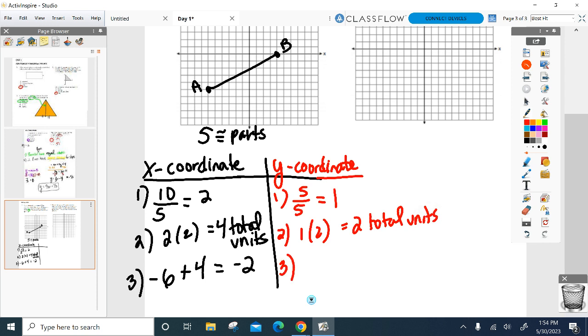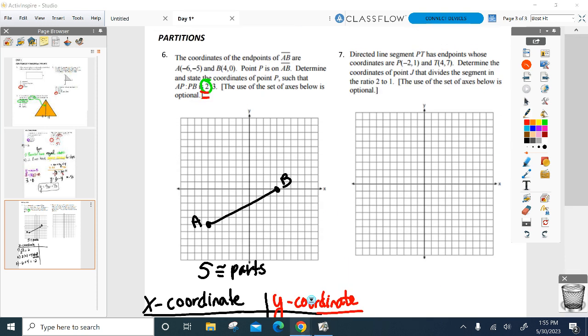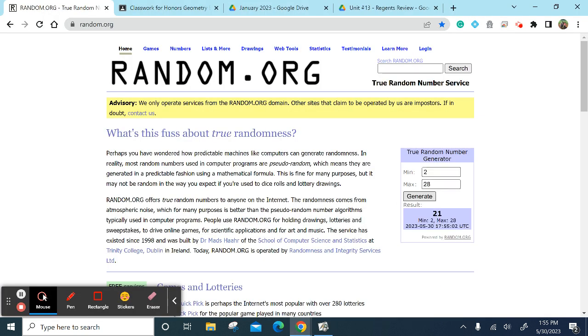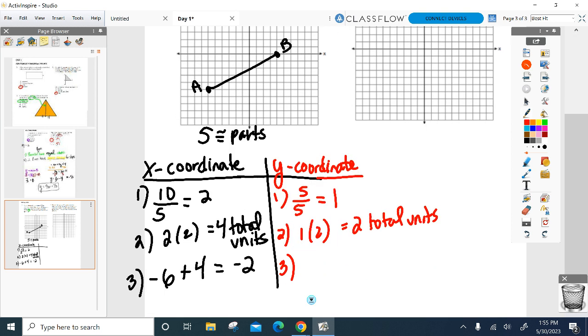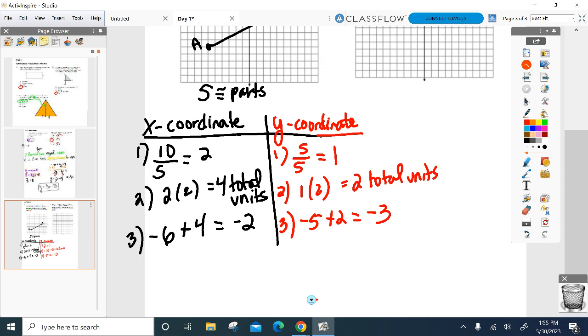And almost last question. Where did I start on the y-axis? Where did we start? -5. Yep, so from -5, you better go 2 units on the y-axis. So I should end up at -3. So if I am correct, point P should be -2, -3.